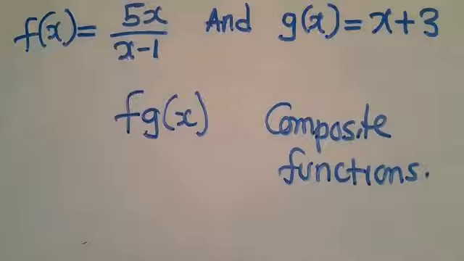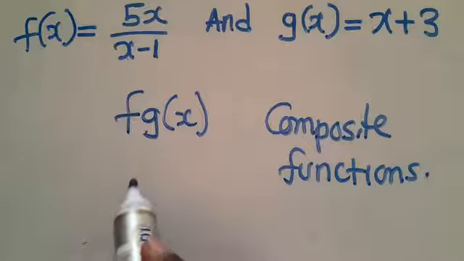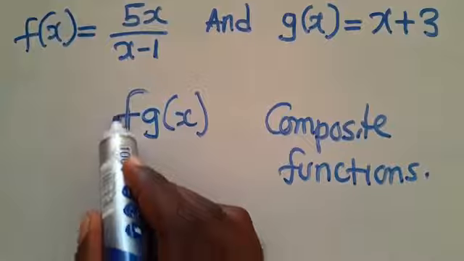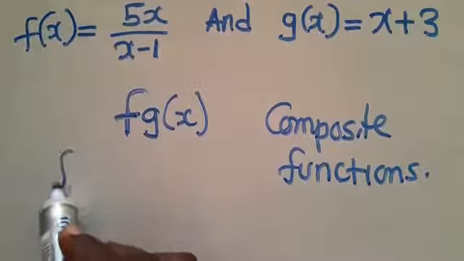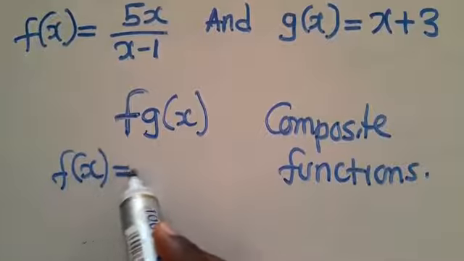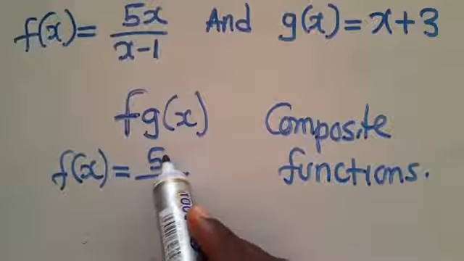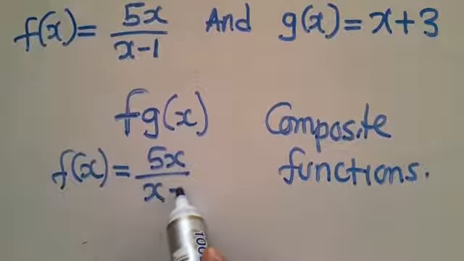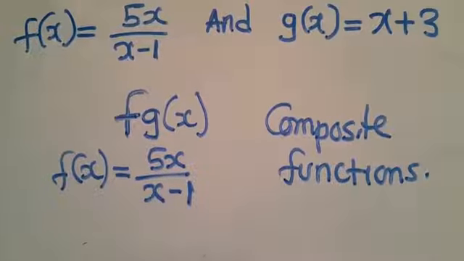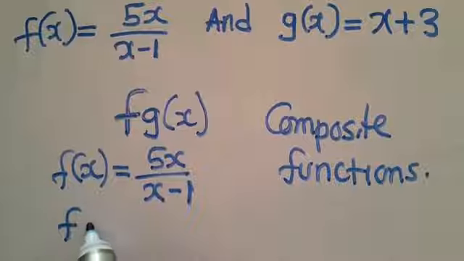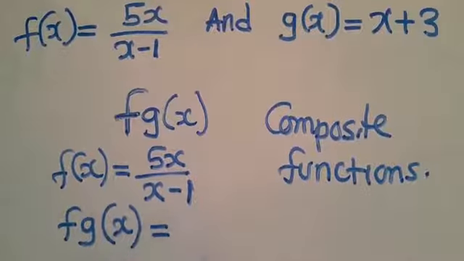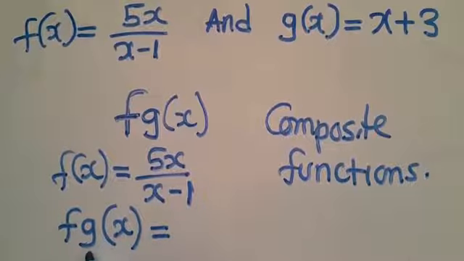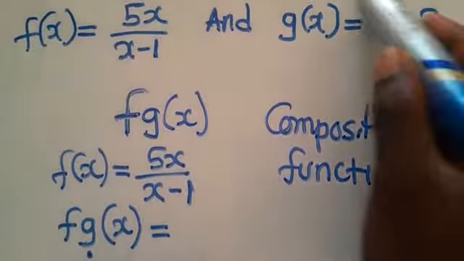You start with the function which is given first. What is given in this case? The first function given is f, so you start with f. You say f of x is equal to 5x over x minus 1. This is what you are going to do. Follow me properly. Then they've also put another function, g. Where is g?